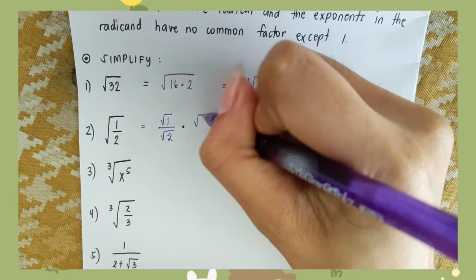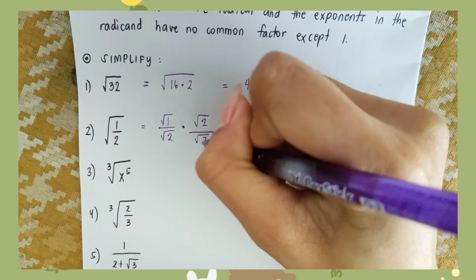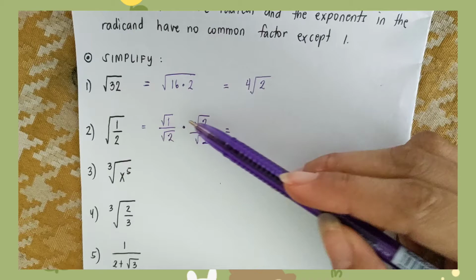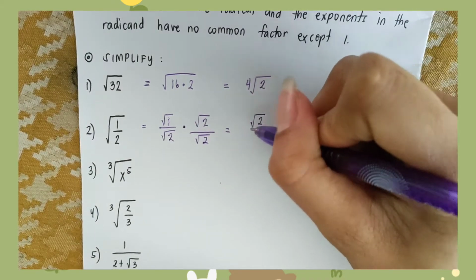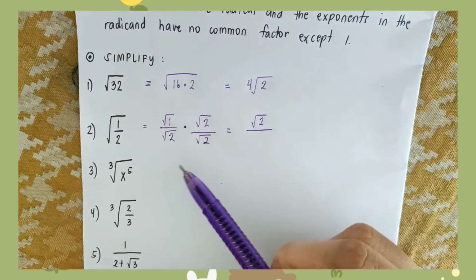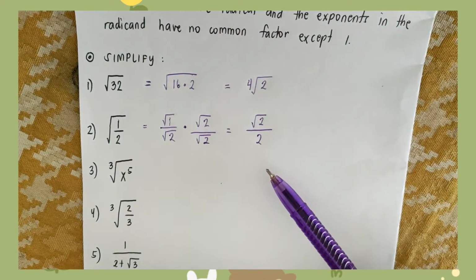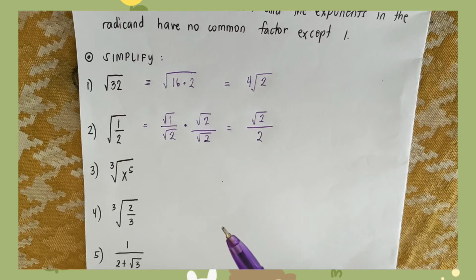Multiply it by the square root of 2 all over square root of 2. So we have 1 times 2 is 2, so we have square root of 2. And then 2 times 2 is 4, and the square root of 4 is 2. This is now our answer for number 2.